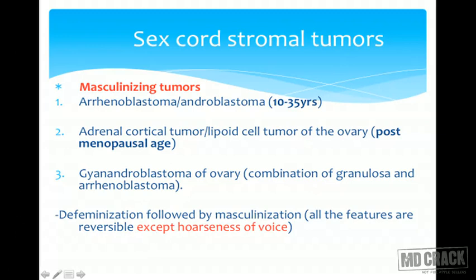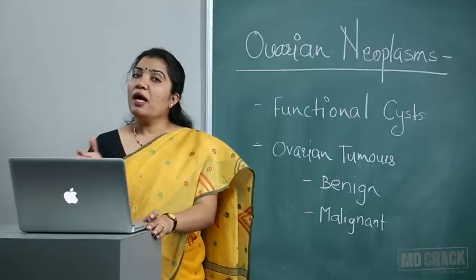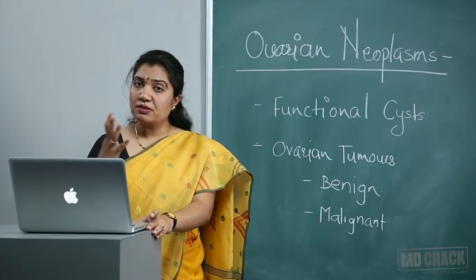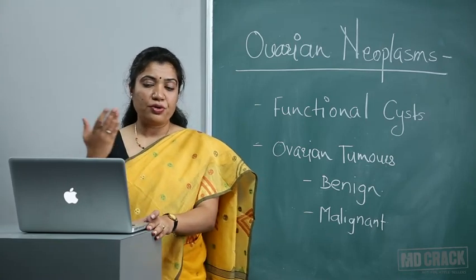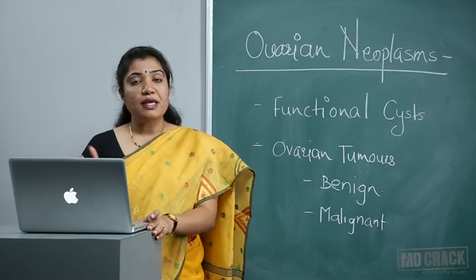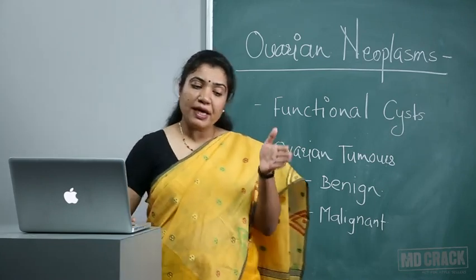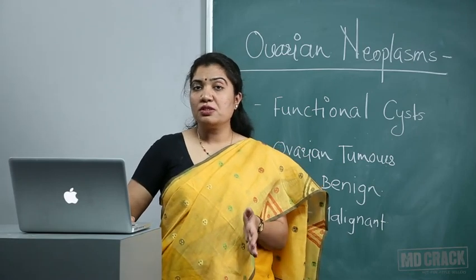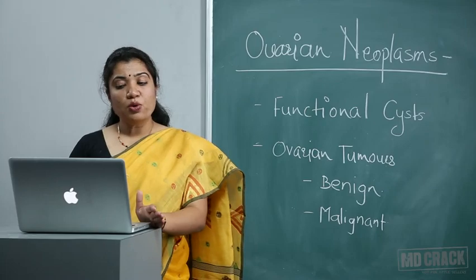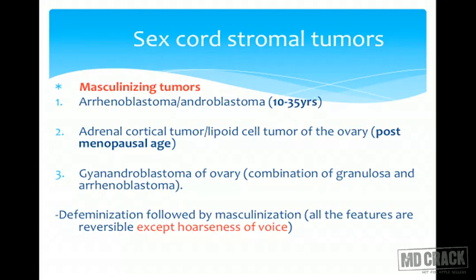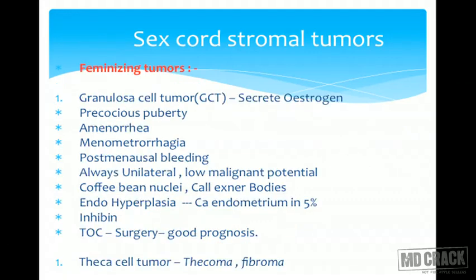What are the signs? There would be change in the body contour, flattening of the breast, increased hair growth, hoarseness of voice. Whenever this tumor is removed or the source disappears, all these changes are reversible. The body contour will again become feminine, there would be growth of breast, and these changes will go back, but the non-reversible feature is hoarseness of voice. Even after treatment, hoarseness of voice does not change.